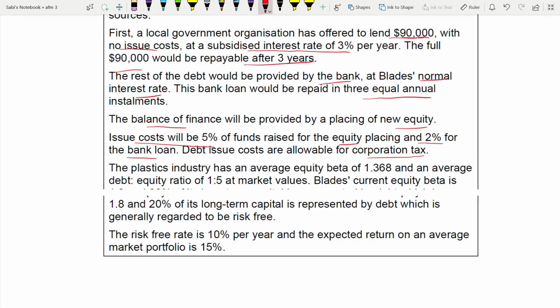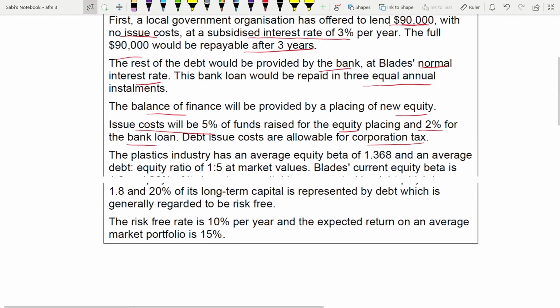present value, base case net present value, right? That's why they have given this equity beta, debt equity ratio and all. So equity beta is 1.368, debt to equity is 1:5. That means debt is 1, equity is 5.